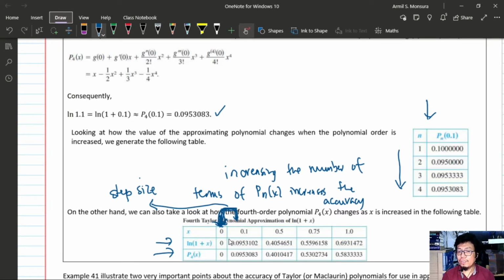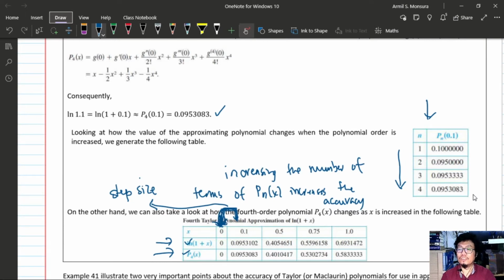So the error between the exact function and the approximating polynomial becomes smaller and smaller if the step size is made small. If you make your step size smaller and smaller, your error becomes smaller and smaller also. And as you increase your order, as you increase your number of terms, your approximation gets better and better.